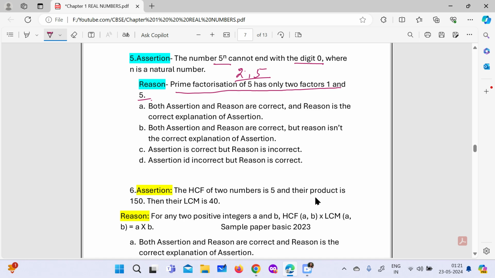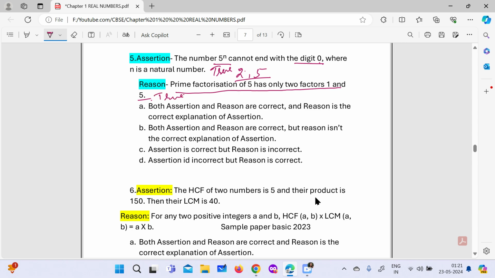So the assertion, the number 5 to the power of n cannot end with the digit 0, where n is a natural number, is true. And they have given the reason here. Prime factorization of 5 has only two factors, 1 and 5. We cannot see 2 anywhere. For a number to end with 0, it must have the factors 2 and 5, but we don't get 2 here. We just have 5. So this is also true. So assertion is true and the reason is also true.